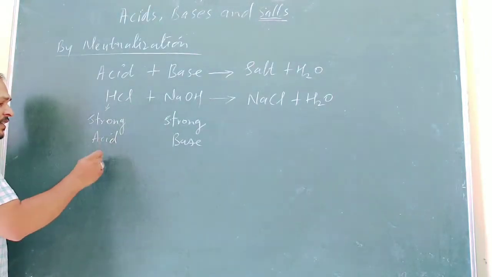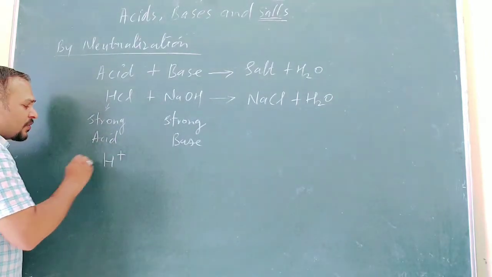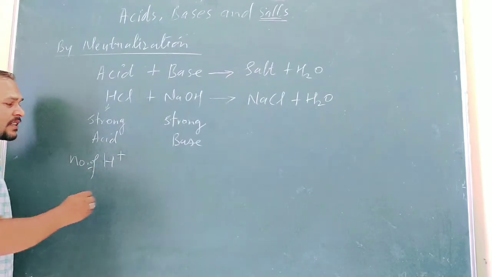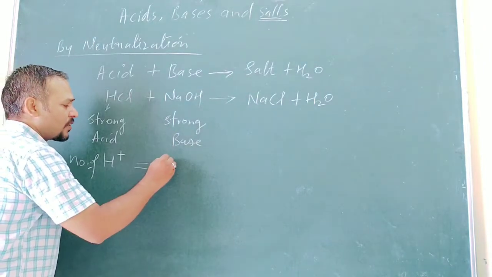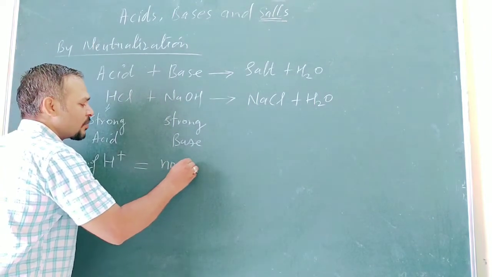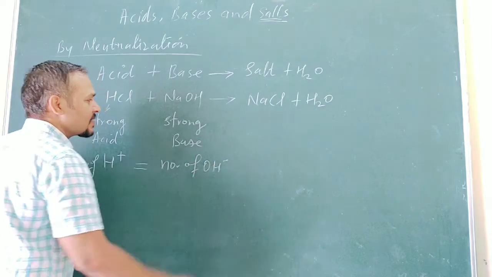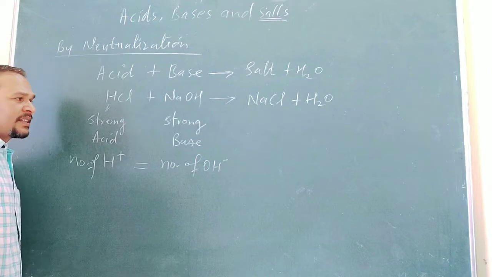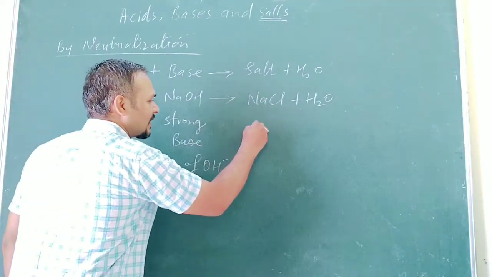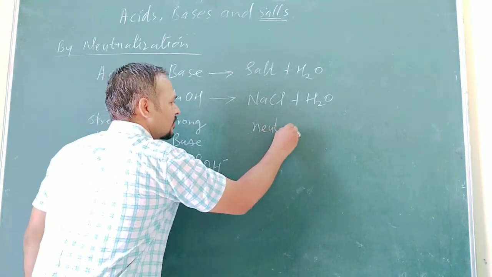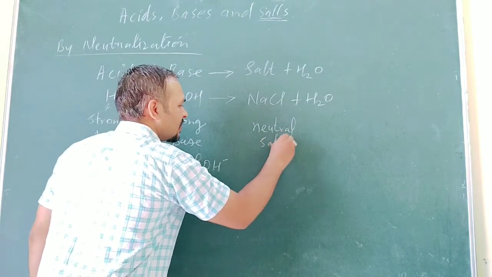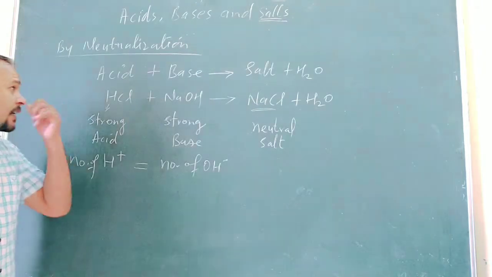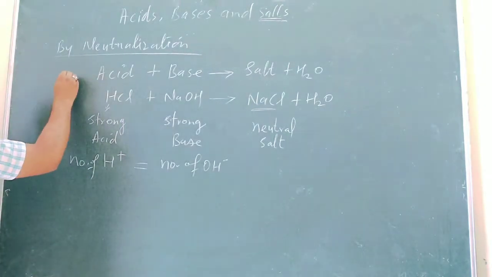Now here you can see that the number of hydrogen ions produced by HCl will be equal to the number of OH minus ions produced by sodium hydroxide. So they neutralize each other's effect, right? So what will we get? We will get a neutral salt. The nature of NaCl is neutral, right? This is case number 1.